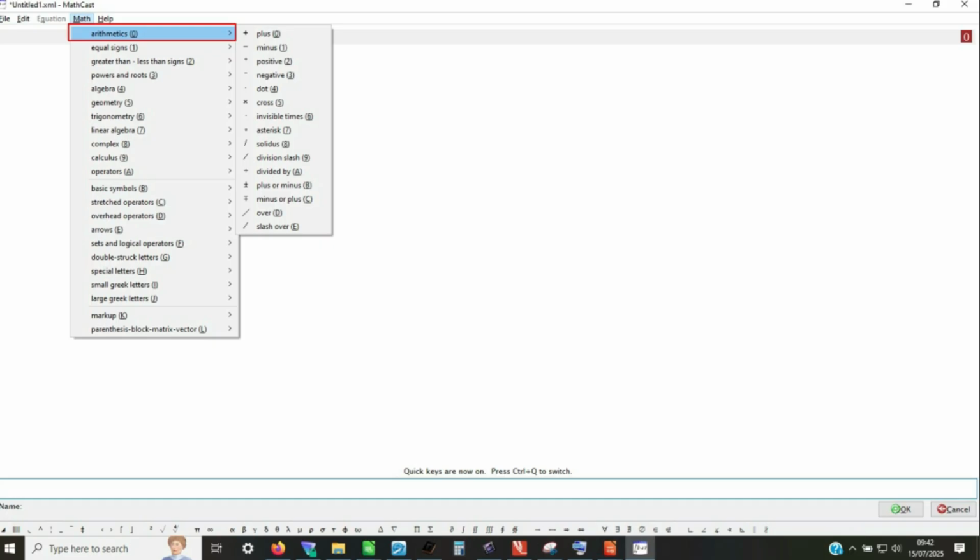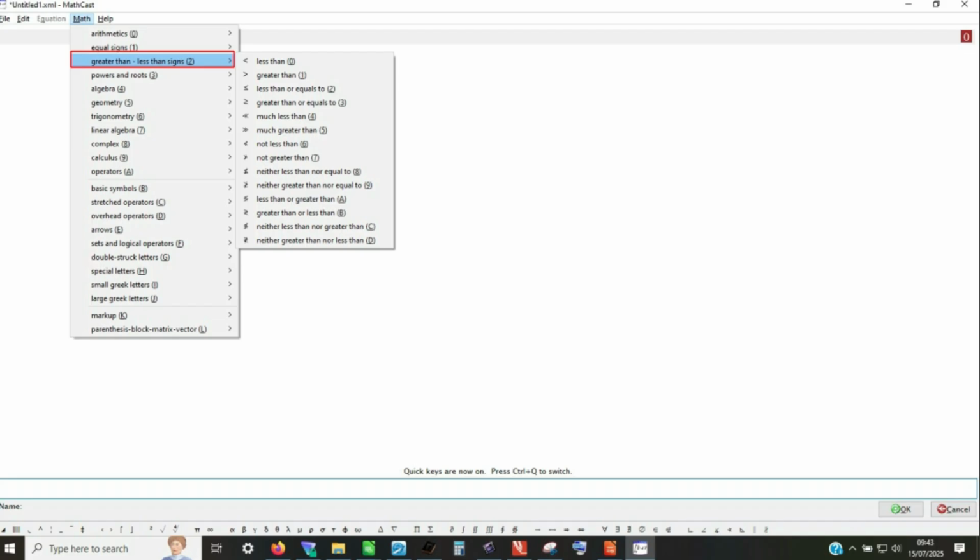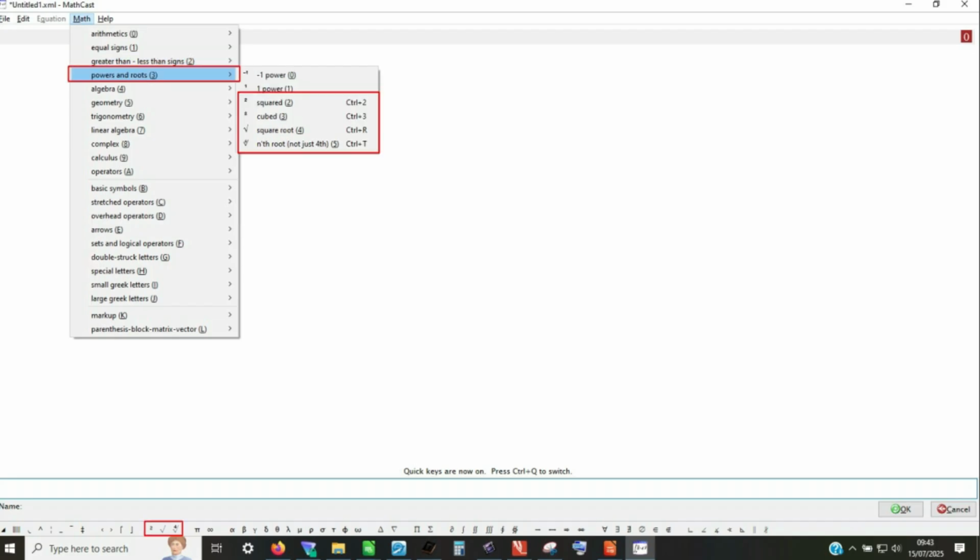You now see that on the math side here we've got bold, underline. So the very first option is arithmetic, like plus or minus, multiply, etc. The second option is equal signs. We get equals, not equals to, approximately equal, loads there. Greater than or less than signs, greater than or equal to, or not greater than or equal to.